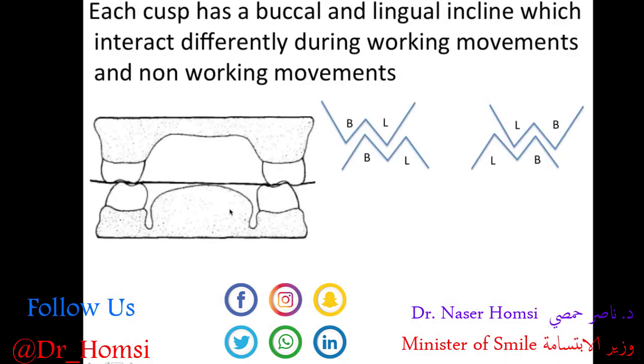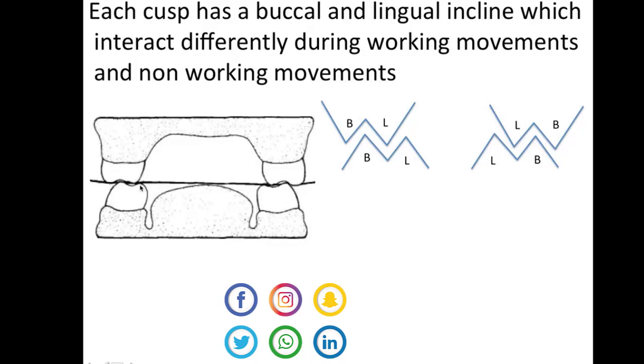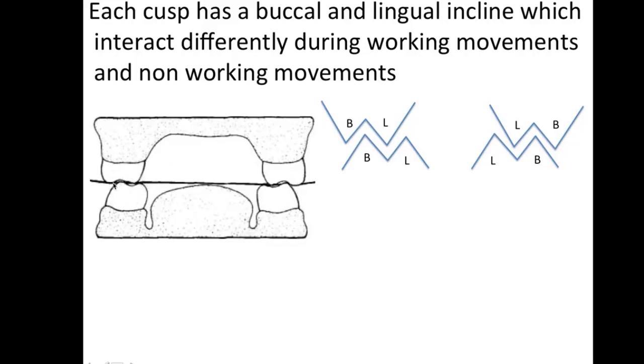And then this is just like a drawing I threw up because I found this one helpful when I was taking my boards. This is a picture of the teeth if you're looking through the back of the head. And we've got the supporting cusps. Non-supporting cusps are easy to visualize here. And so if you just draw a W and then an M, this will represent the upper teeth and then the lower teeth. And then you can do it for the other side. So this is the right side of the mouth and this is the left side of the mouth. And here I wrote each cusp has a buccal and lingual incline which interacts differently during working and non-working movements.